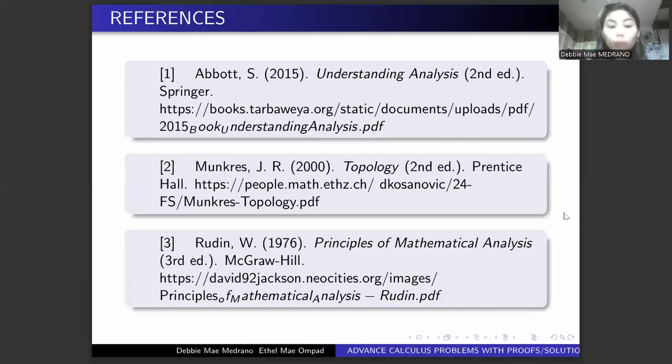So that concludes my presentation, and this is our references. With that, my partner will also be presenting her problems, which are 1, 2, and 3, and she will be the one discussing.